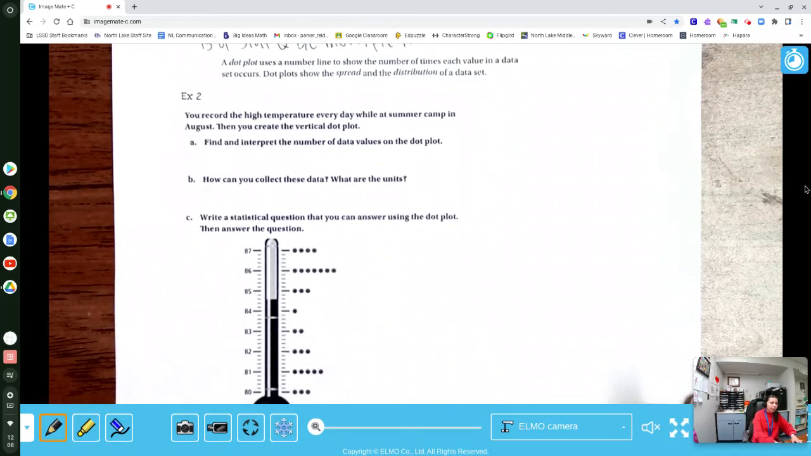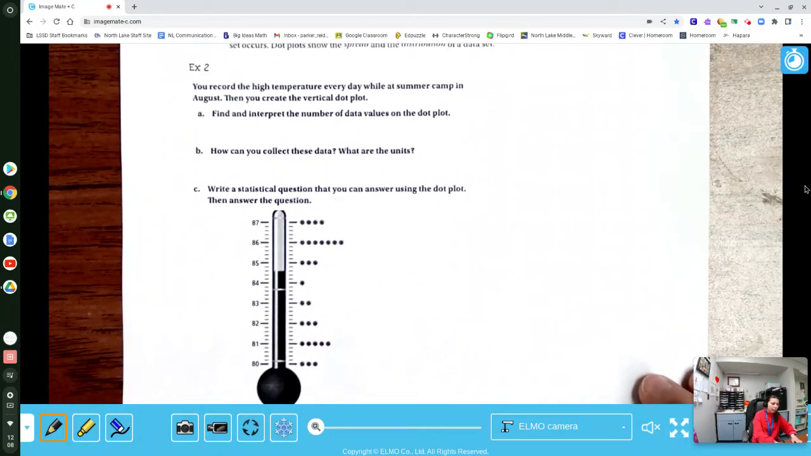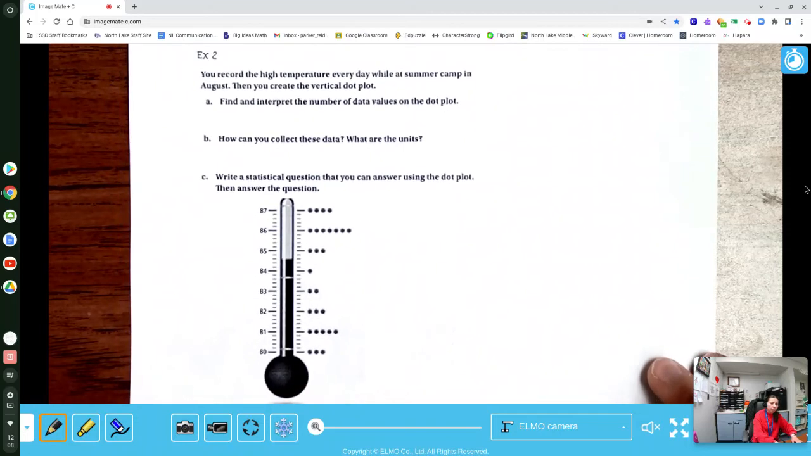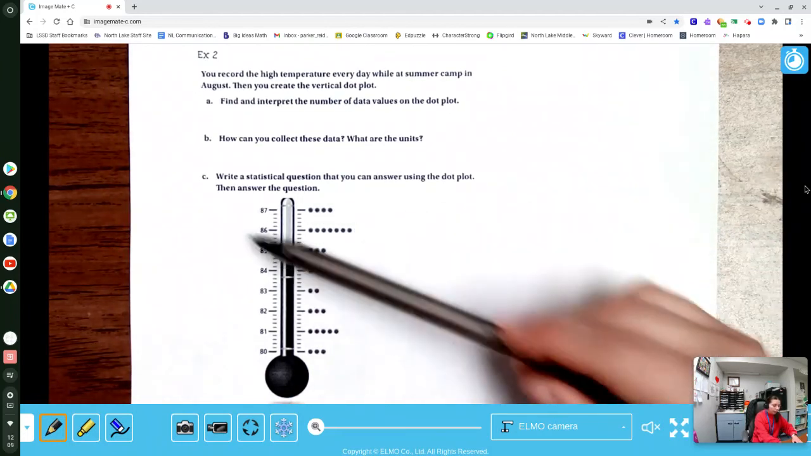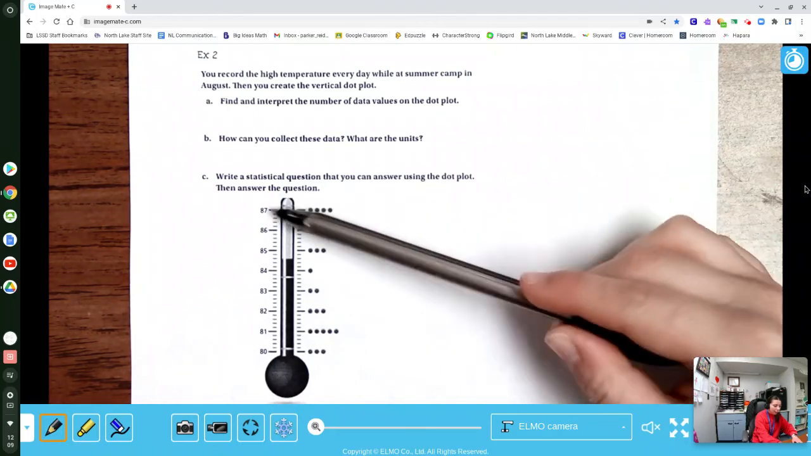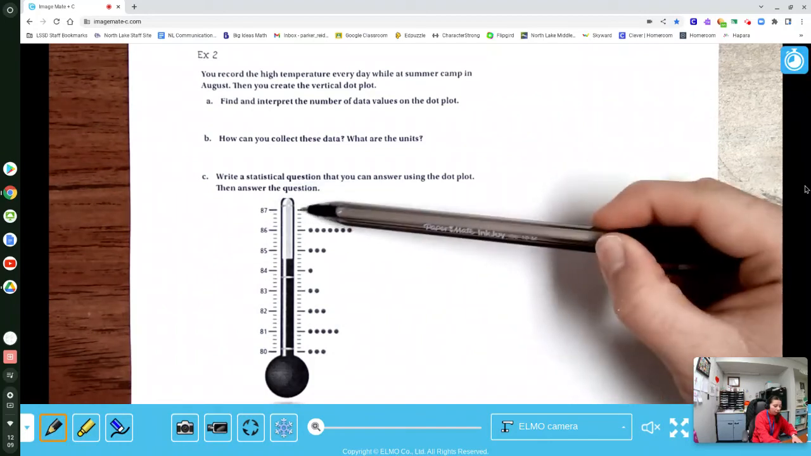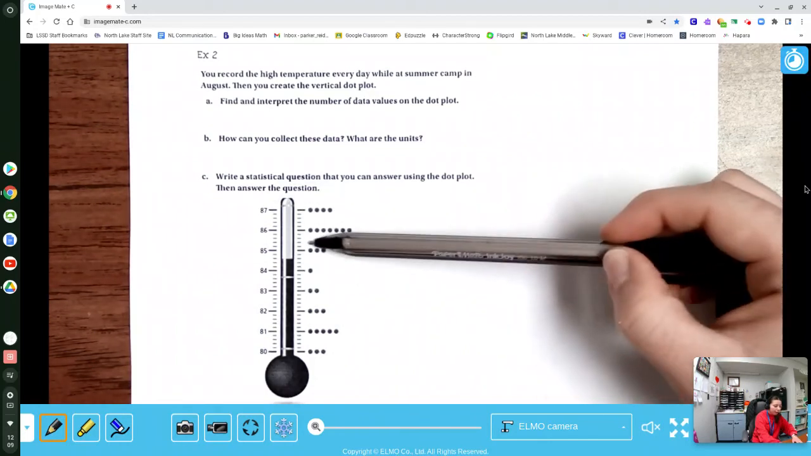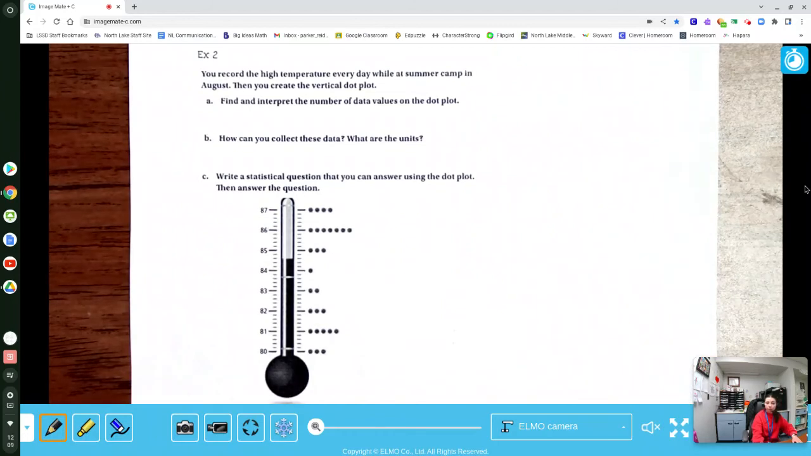So in example 2, it says you record the high temperature every day while at summer camp in August. Then you create a vertical dot plot. Find and interpret the number of data values on the dot plot. So here's the dot plot. This is an example of what it looks like. It's a number line, and basically each dot represents one time that value occurred. So this means that the value 87 occurred 4 times. This means the value 85 occurred 3 times. The value 84 occurred 1 time.